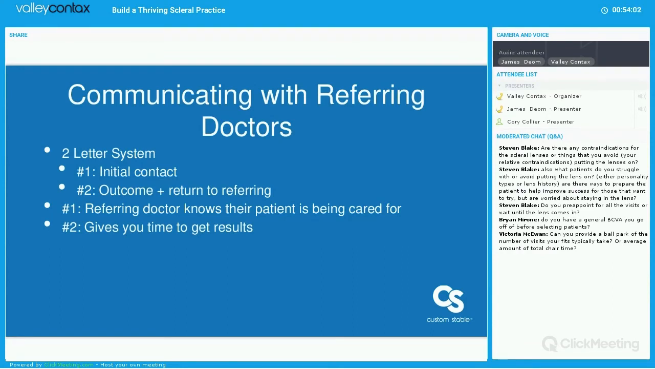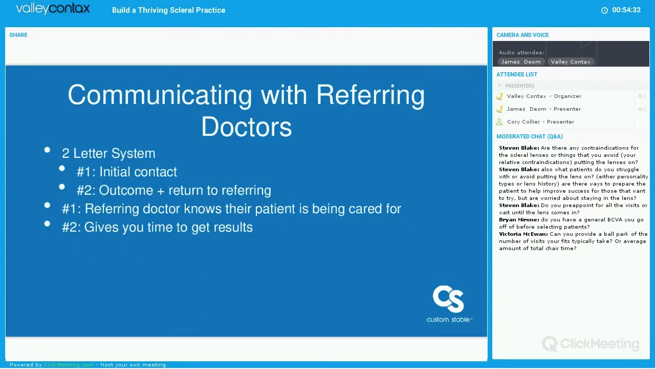And so finally, when we're talking about referral doctors, I think it's really important to have an open line of communication with the doc. What I use when I'm working with referring doctors with scleral lenses in particular is a two-letter system, where the first time I see the patient, I send an initial contact letter back to the doc, quickly thanking them for their referral and letting them know that we're getting the process started. And then I send them a second letter when we're all done, with our outcome and our return to the referring.